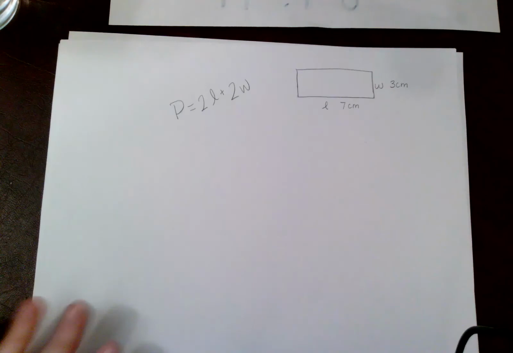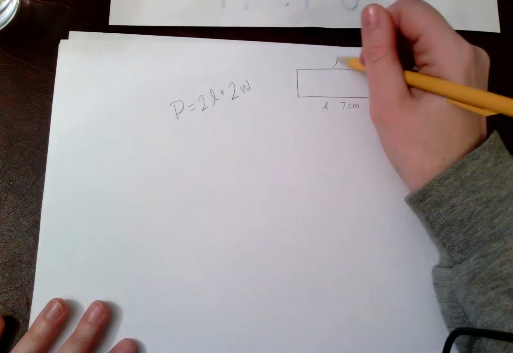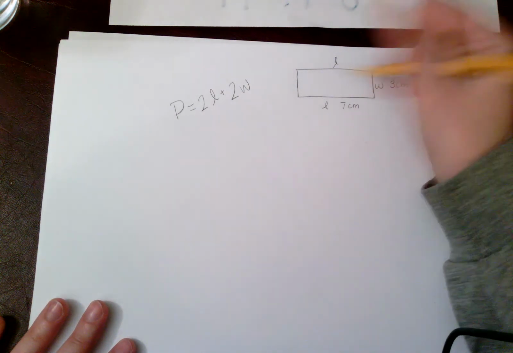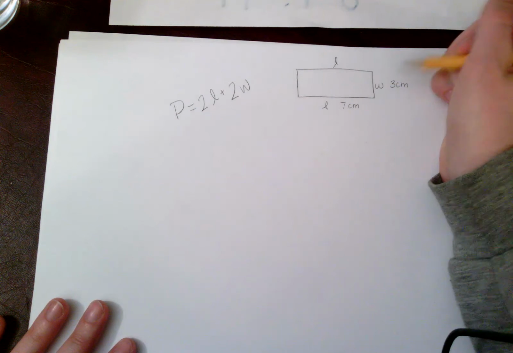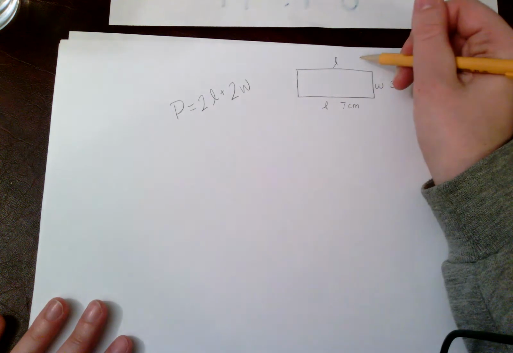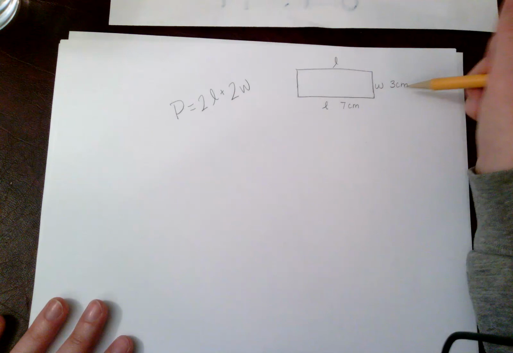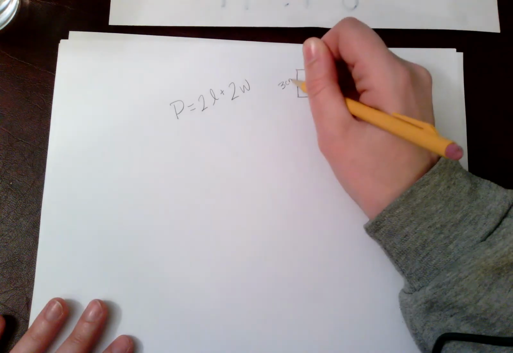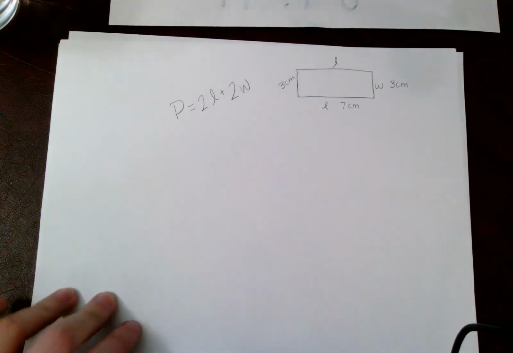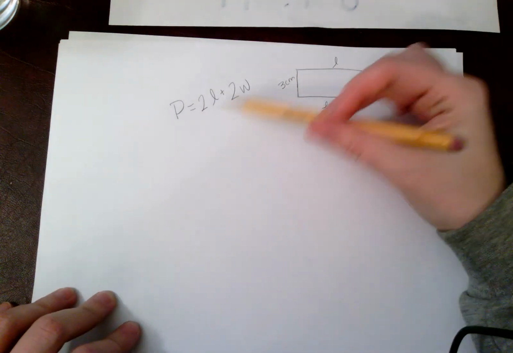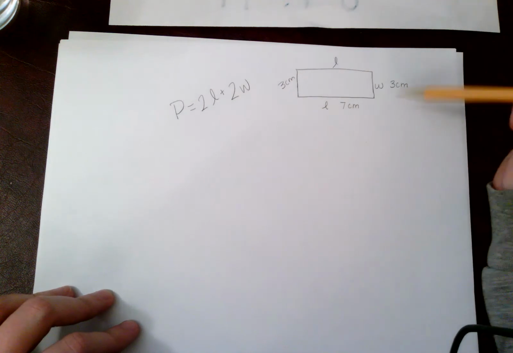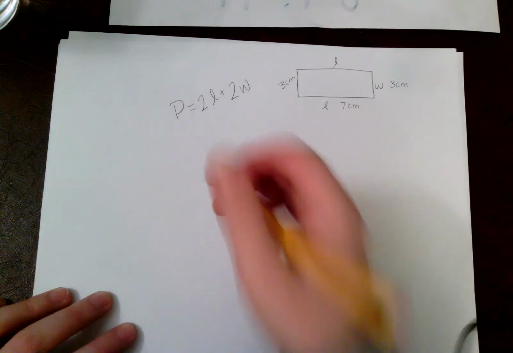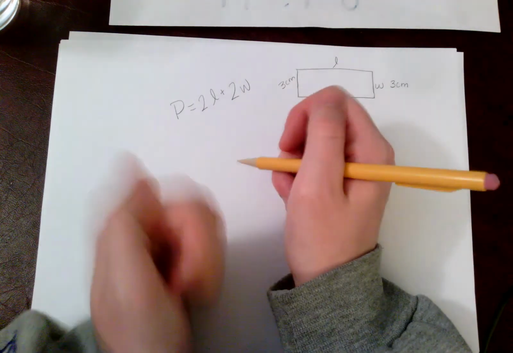But if you look at our shape, the two lengths of this rectangle are equal sides. So if this side is 7 centimeters, this side must be 7 centimeters. And if the width of this side is 3 centimeters, then the width of this side must be 3 centimeters. So that's why we have 2 times the length plus 2 times the width, because there's 2 lengths, 2 widths. So you really are kind of adding them all up. I'll show you that you get the same answer using both methods.